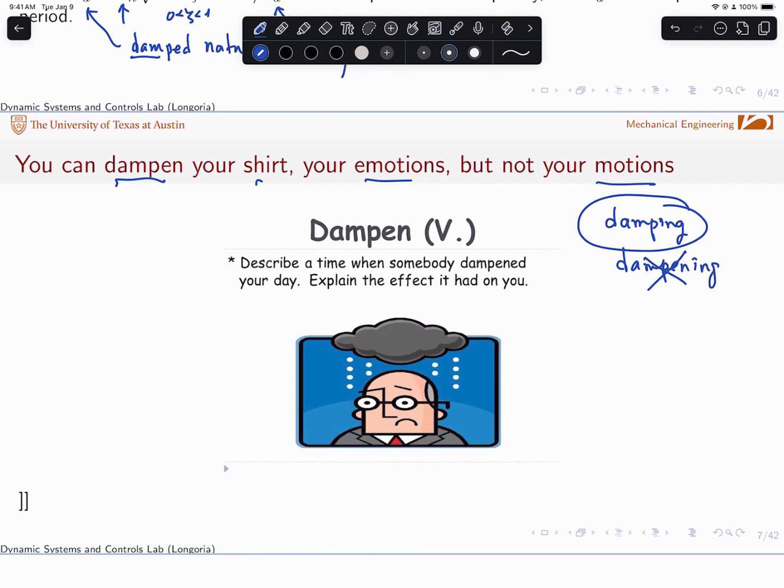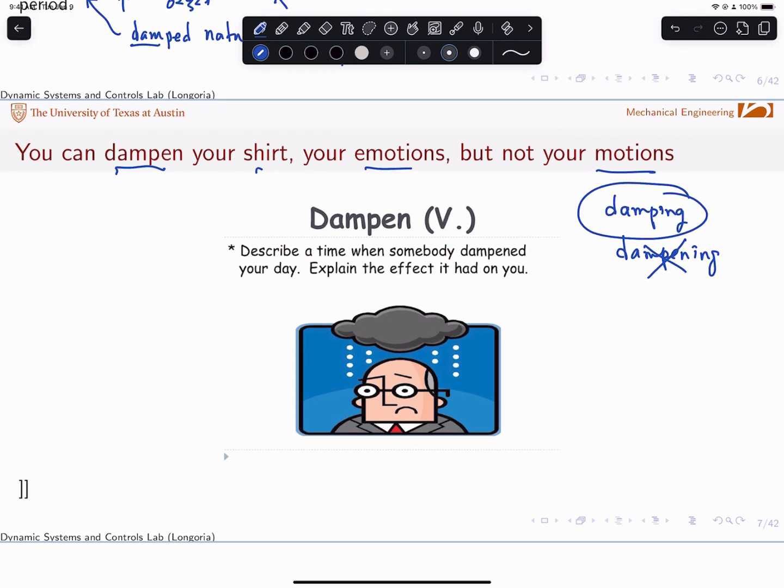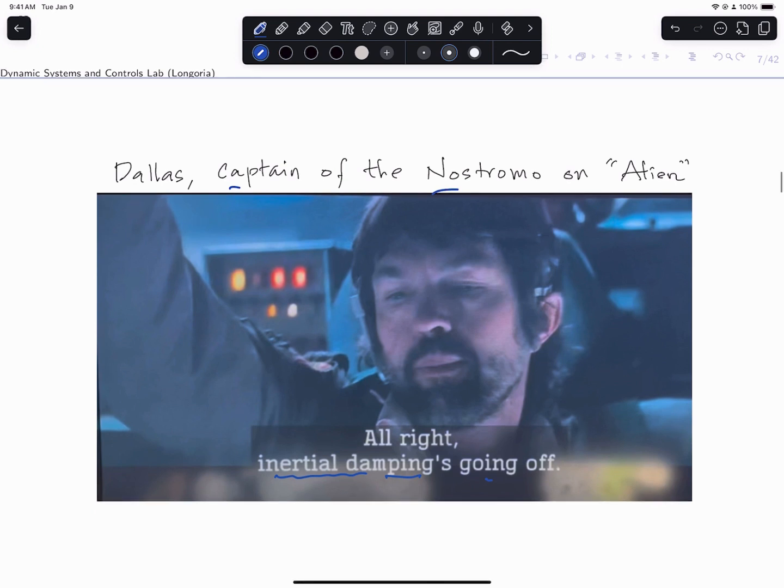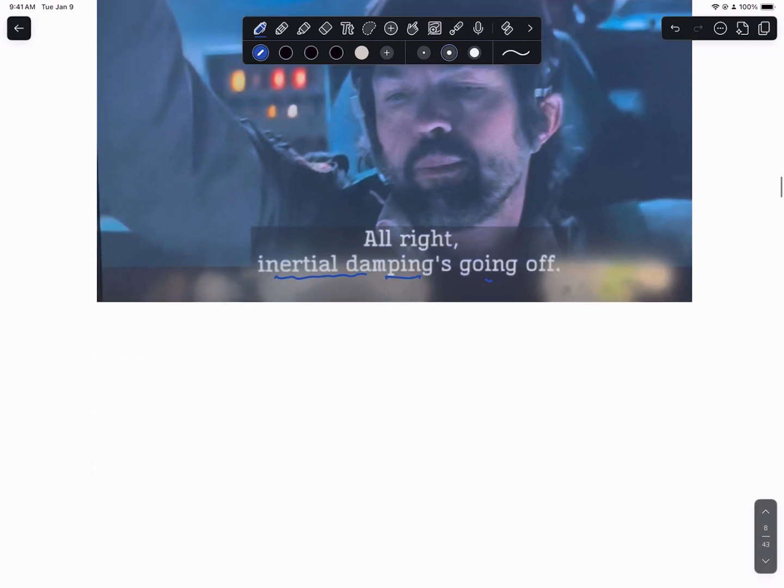I always used to get frustrated, big Star Trek fan, and I would listen to discussion about inertial dampening on the Enterprise and so on. But the other day, rewatching Alien, I discovered that Captain Dallas of the Nostromo actually uses the right expression as I would use it. He said, all right, inertial damping's going off, right? Not dampening. So my own pet peeve, but you will actually find definitions of dampening and damping. Some people do use dampening in mechanical systems, but strictly speaking, I don't think that's correct.